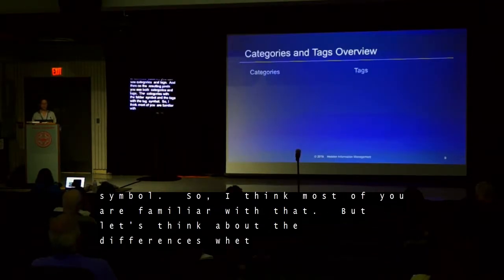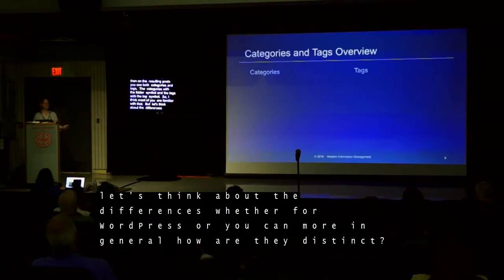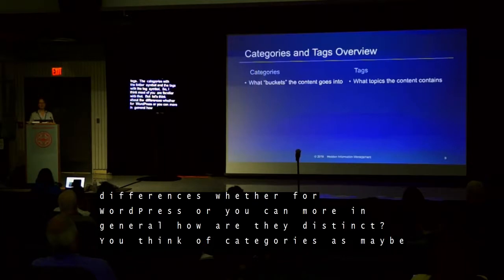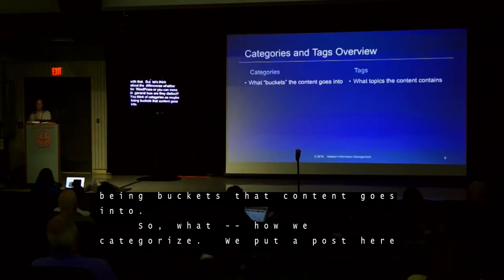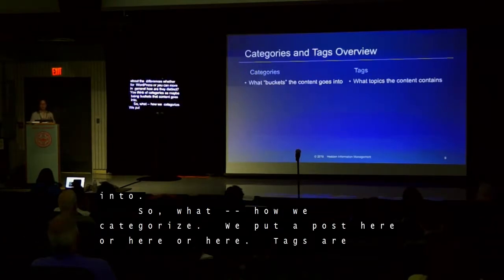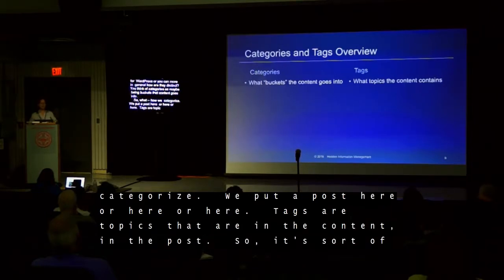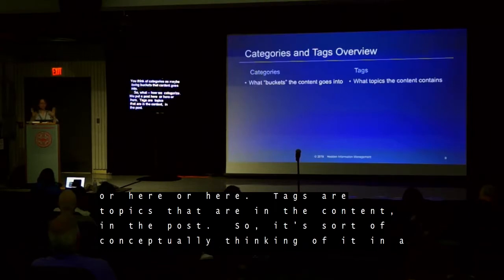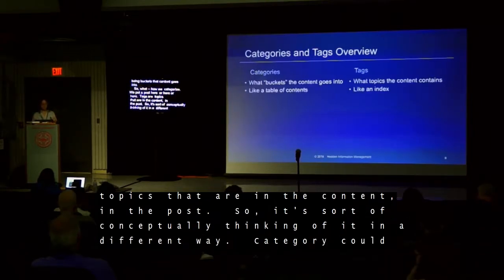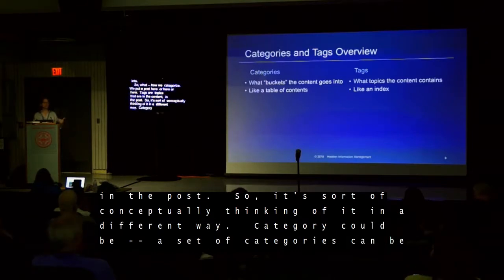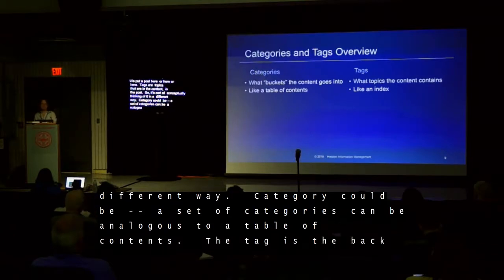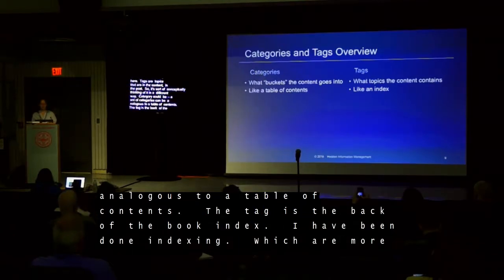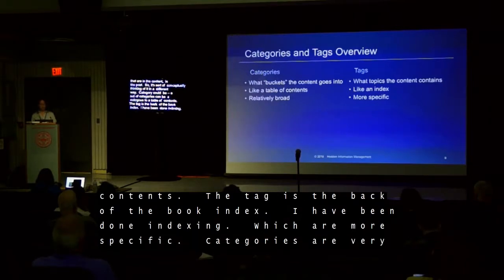But let's think about the differences, whether for WordPress or even more in general. How are they distinct? You think of categories as maybe being buckets that content goes into. So how we categorize. We put a post here or here or here. Tags are topics that are in the content, in the post. So it's sort of conceptually thinking of it in a different way. A set of categories can be analogous to a table of contents because you have these main chapters. Whereas tags are like the back of the book index, I said I've done indexing, which are more specific. So categories are pretty broad, and as I said, tags are more specific.